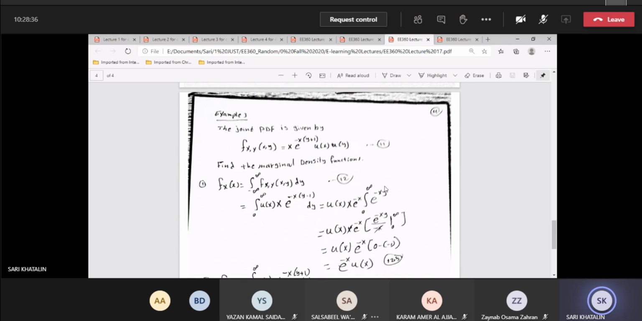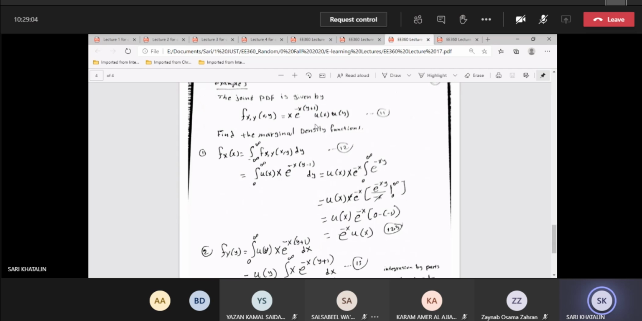Now, another example on page 4 right here. We are given a joint PDF, as shown in equation 11 here, where it's x times the exponential of minus x times u of x plus 2, times the unit step u of x and u of y. And we need to find the marginal PDF for x and y.